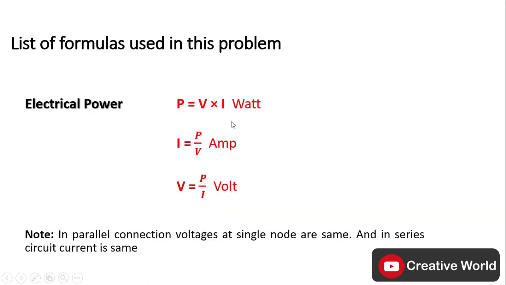Before solving the problem, firstly I will let you know the basic formula we will be using, which is the basic power formula, P equal to VI, and we can find out current as well as voltage using this formula. And one note I want to mention here, that as electrical engineers we should know that in parallel on a single node the voltages are same, as well as in series circuits the current is also same.